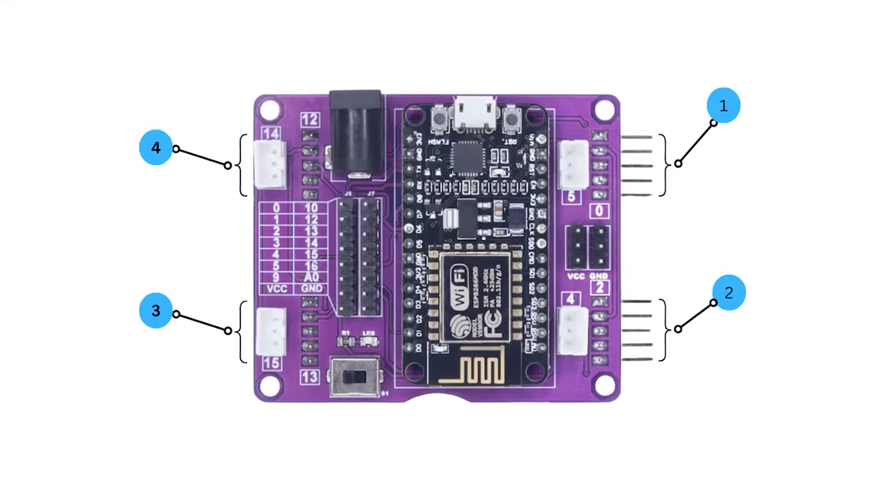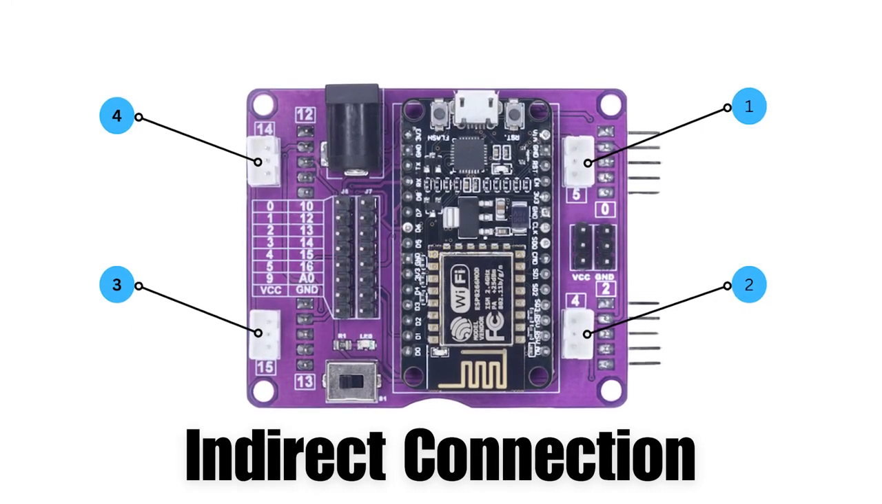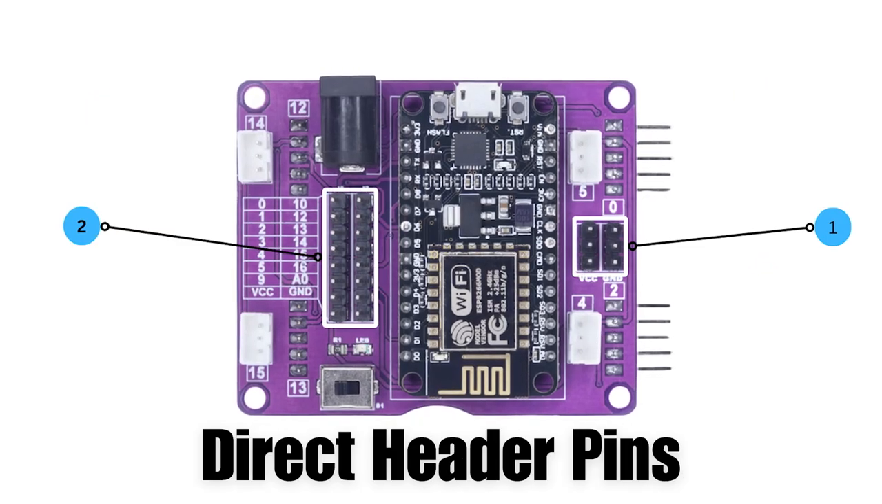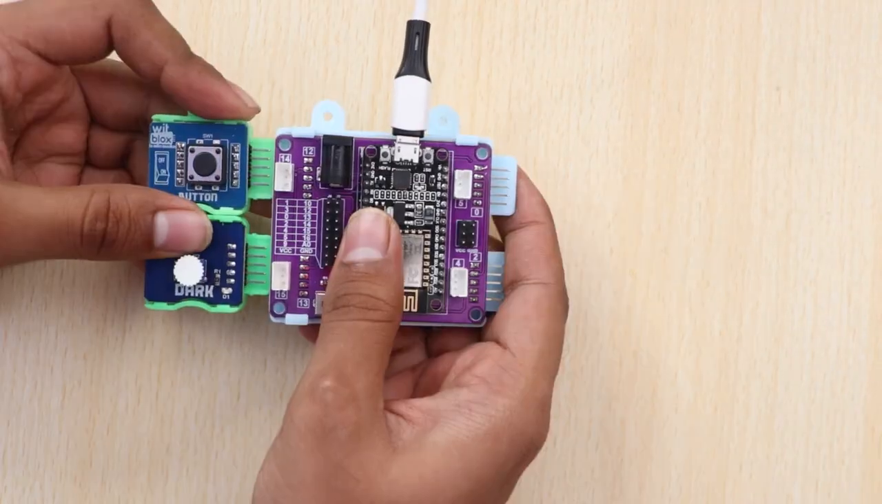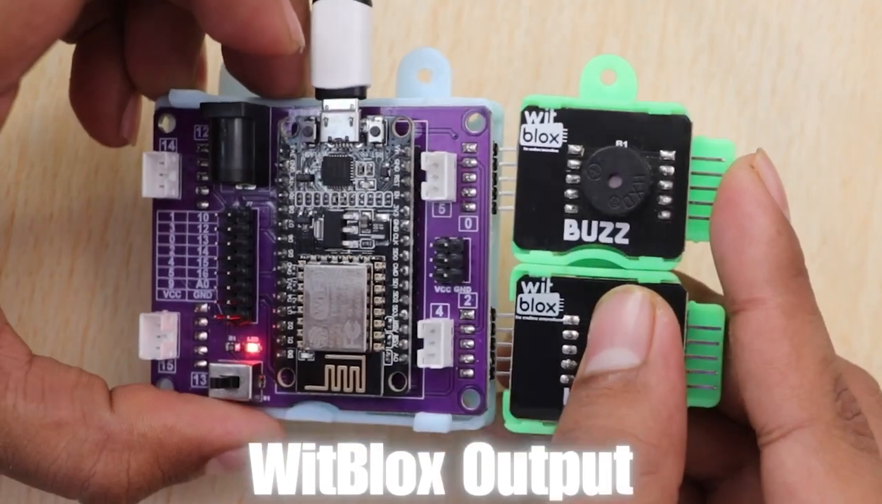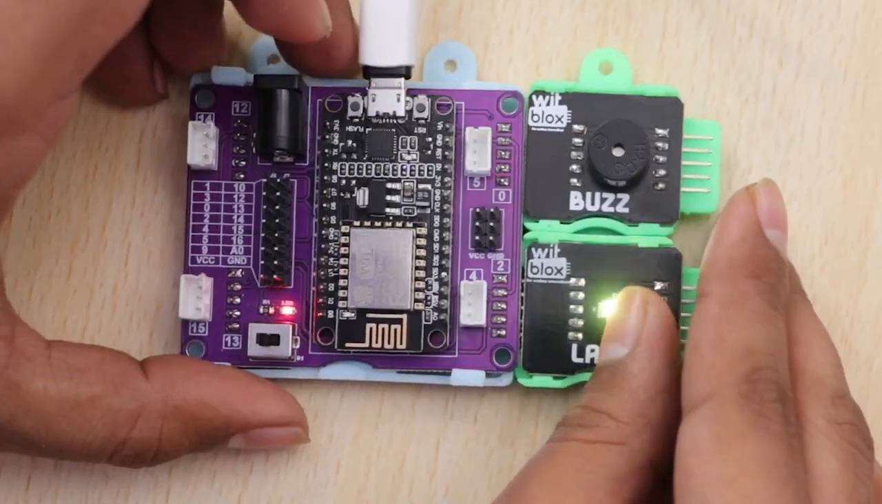WitPro board has 4 direct connection ports, 4 indirect connection ports and 22 direct header pins as shown. WitPro is specially designed for Witblox users, so you can directly connect your Witblox sensors as well as Witblox outputs like lamp, buzzer, motor drivers and servo motors without the need for any wiring or breadboard.